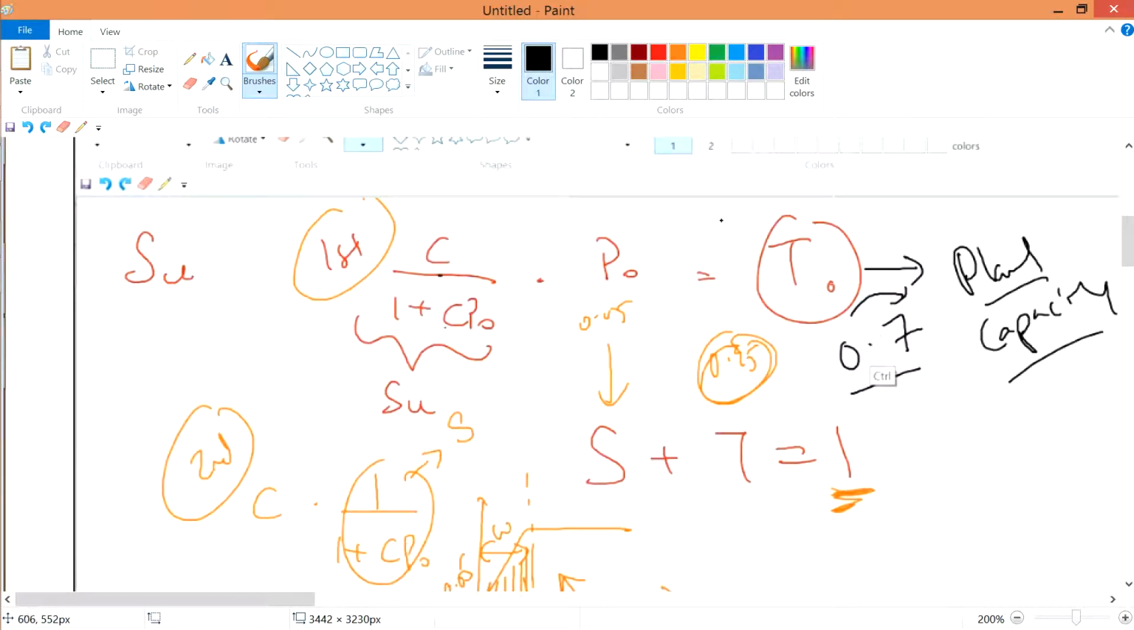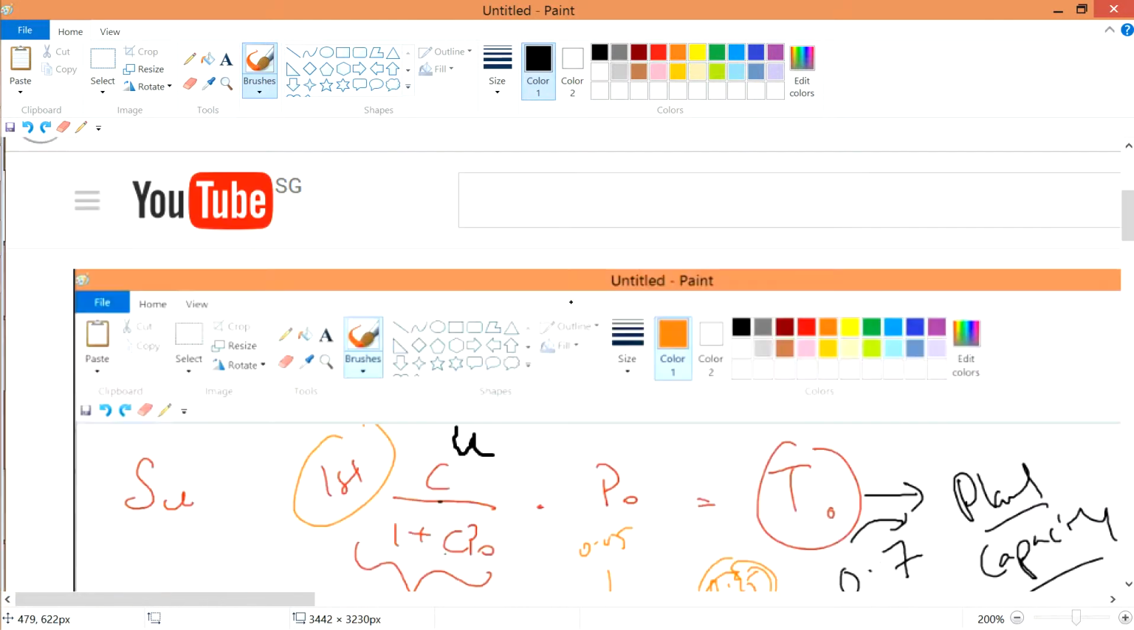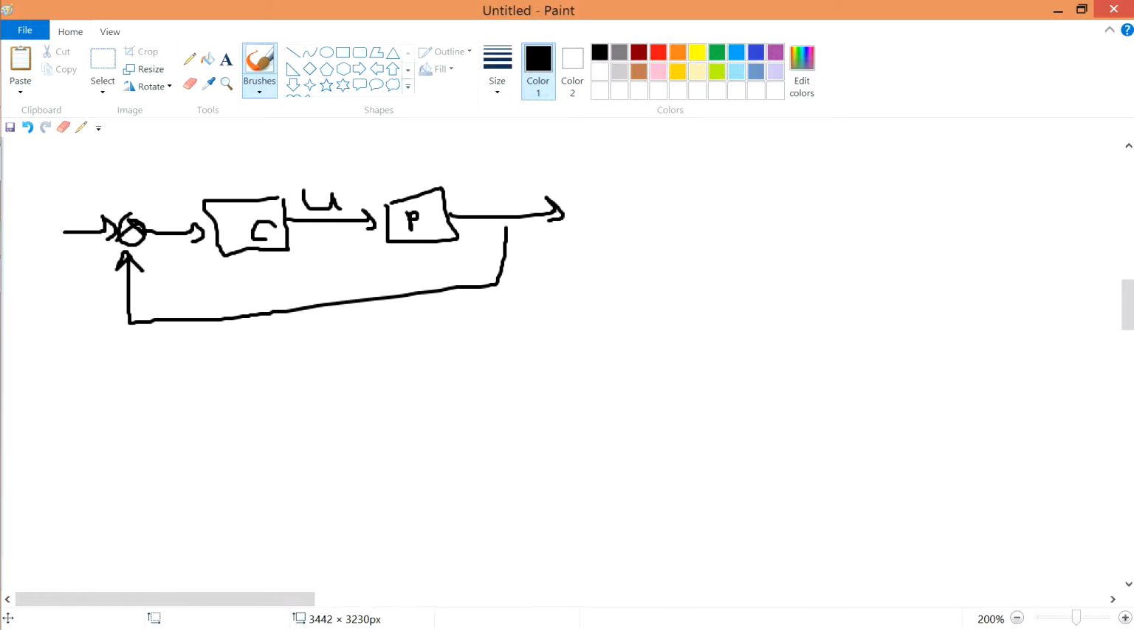if you think about it, your T naught is based on your U times your P naught, your plant. So in other words, your sensitivity, your control, your C over 1 plus Cp, is over here, your U. So this is your control sensitivity function.